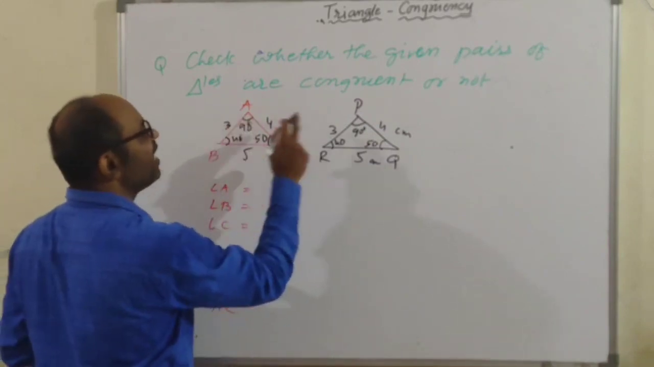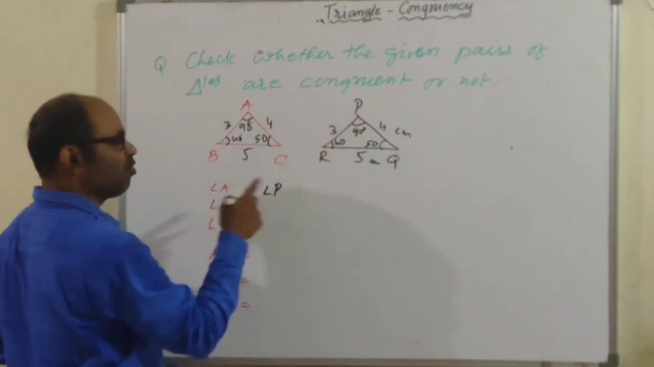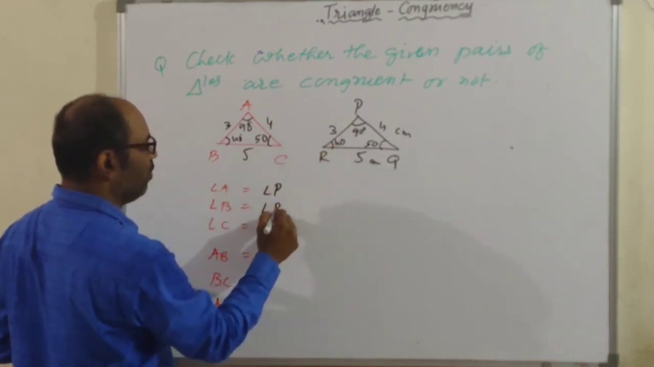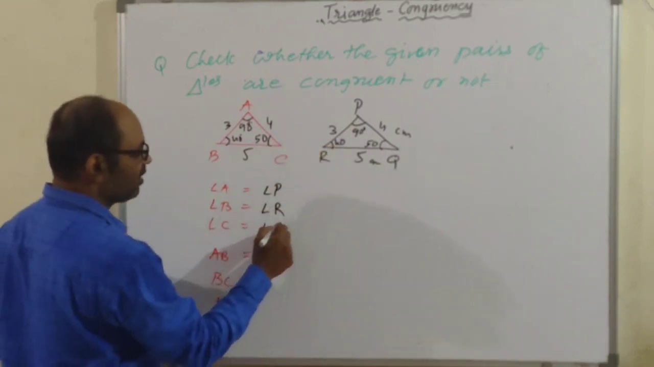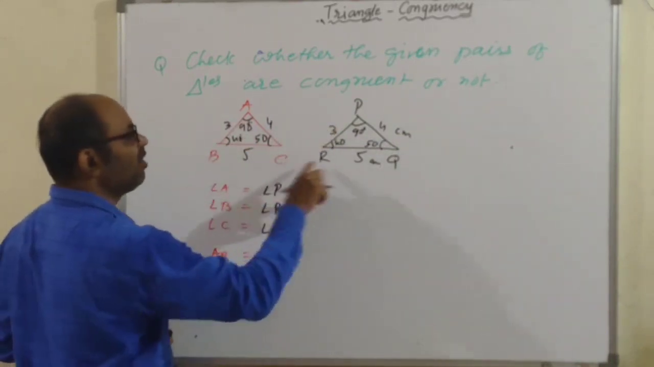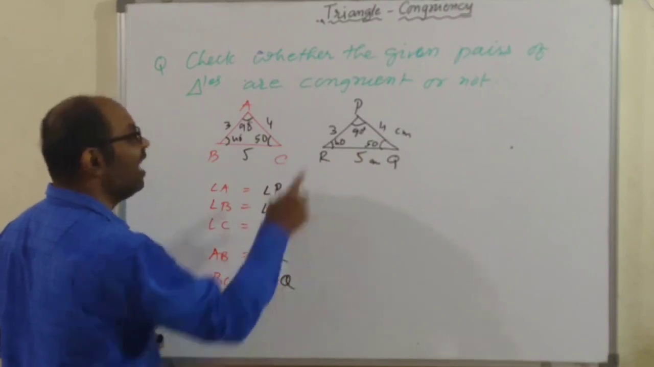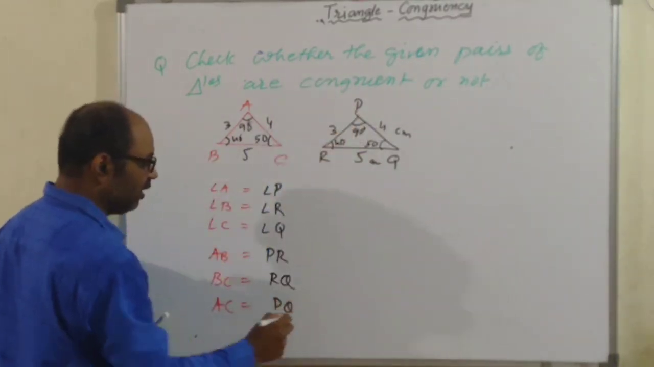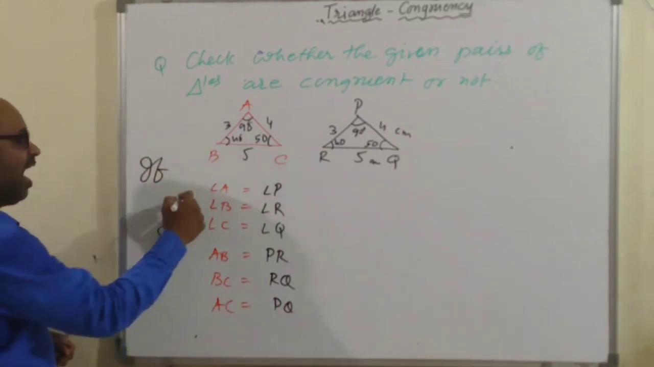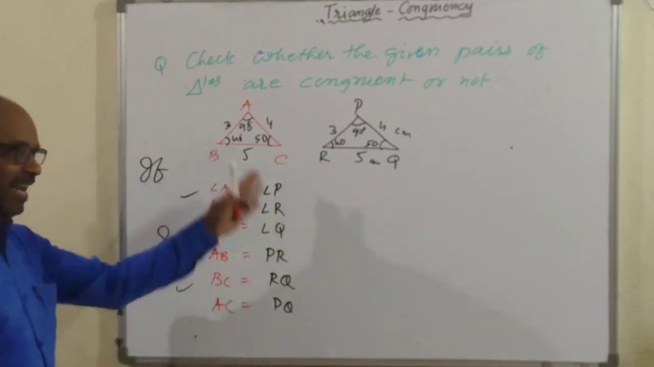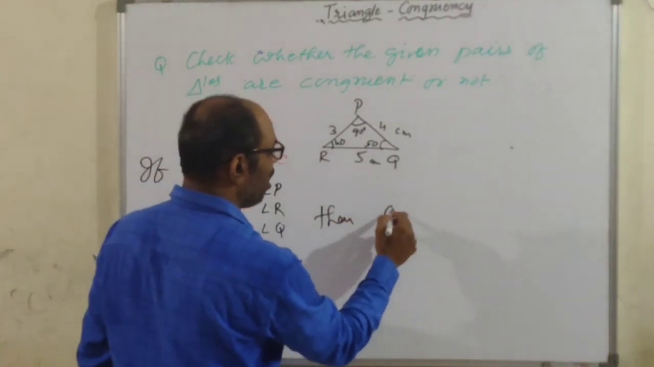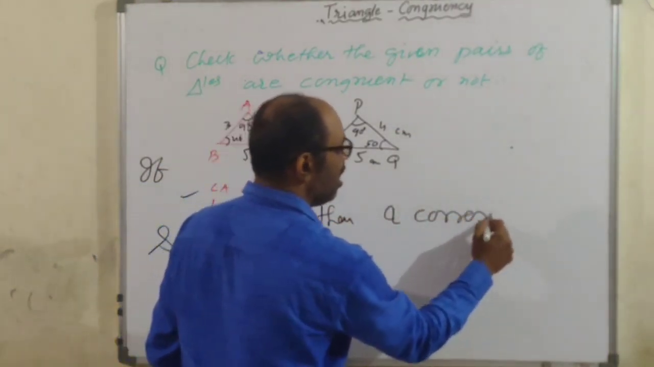Here, angle A 90, angle P 90. So angle A is congruent to angle P. B 40, R 40. So angle B is equal to angle R, congruent to R. Angle C is congruent to angle Q. AB is equal to PR segment. BC equal to RQ or QR, you can say. AC equal to PQ. Correct? Yes, children. If corresponding angles and corresponding sides are equal, then a correspondence.